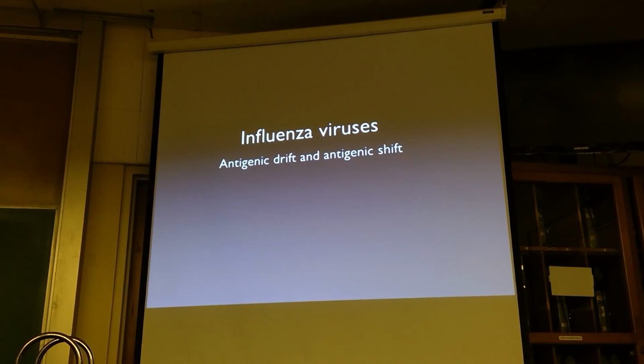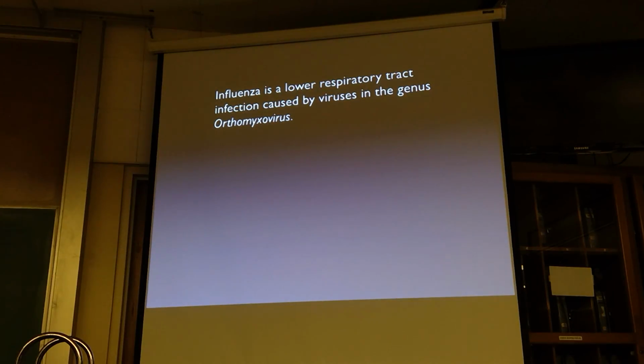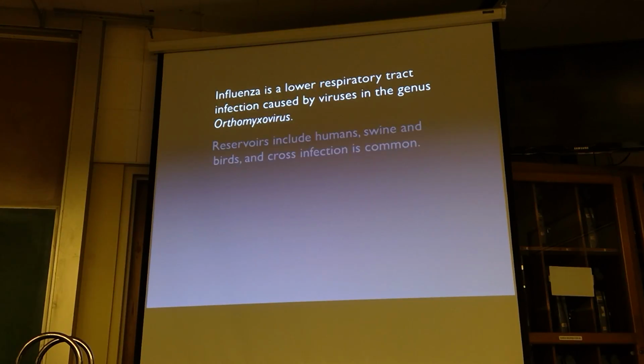So the next animal virus that I want to talk about in some detail is the influenza virus. And in association with influenza viruses, we're going to talk about antigenic drift and antigenic shift. So influenza is a lower respiratory tract infection, and it involves this virus or set of viruses. They're in the genus Orthomyxovirus. Most of the genus names for viruses that I talk about here, you don't need to know. So don't worry about virus genus names.